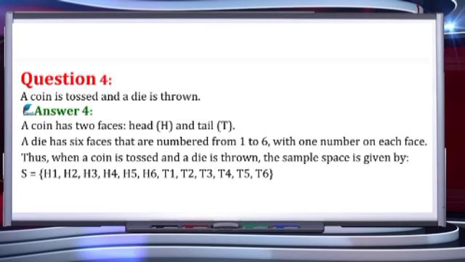Now next, the fourth question is, a coin is tossed and a die is thrown. For a coin we have 2 outcomes, and for a die we have 6 outcomes. So with the head all 6 possible outcomes of the die can come. Similarly with the tail, all 6 possible outcomes of the die can come. So that means 6 plus 6, total outcomes will be 12. So likewise we will write the sample space.